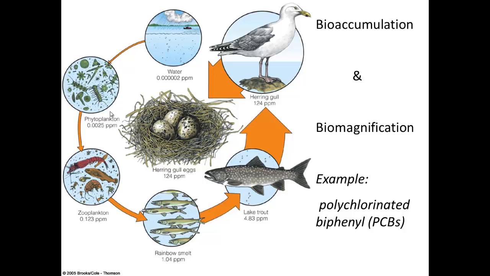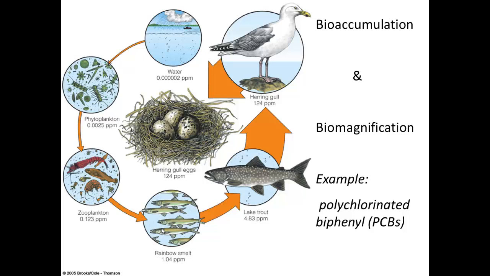Now the next term is biomagnification. So these phytoplankton now have 0.0025 parts per million in their bodies of this toxin. And then it goes up the food chain. So the zooplankton eat the phytoplankton, and now they have a higher concentration of 1.123 parts per million. Then the rainbow smelt eat the zooplankton, and now they have a higher magnification of that pollution at 1.04 parts per million. The trout eat the smelt. You have 4.83 parts per million. Finally, the herring gull eats the trout, and you have 124 parts per million.